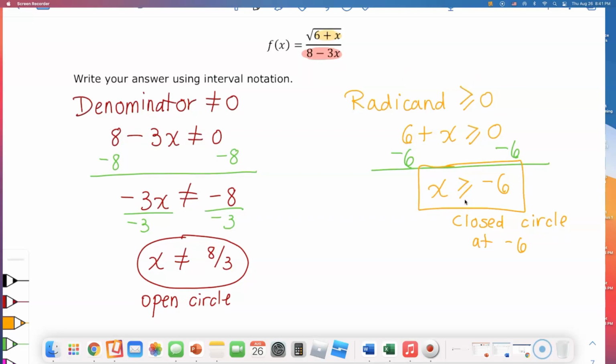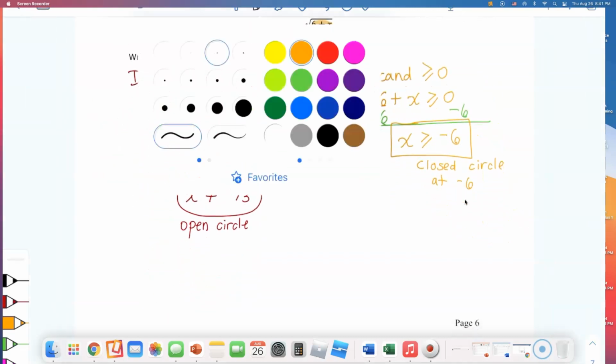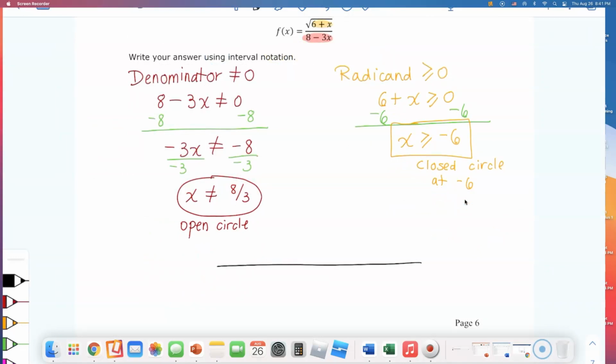All right, let's put these two together in a single graph. Which number is smaller, 8 over 3 or negative 6? A smaller number should be on the left side. Any negative number is smaller than any positive number. So you put the negative 6 on the left. Draw a closed circle because negative 6 has a greater than or equal to symbol, right? I know that I'm going to be going to the right from negative 6 because it is greater than negative 6. Go ahead and plot 8 over 3, but this is going to be an open circle.